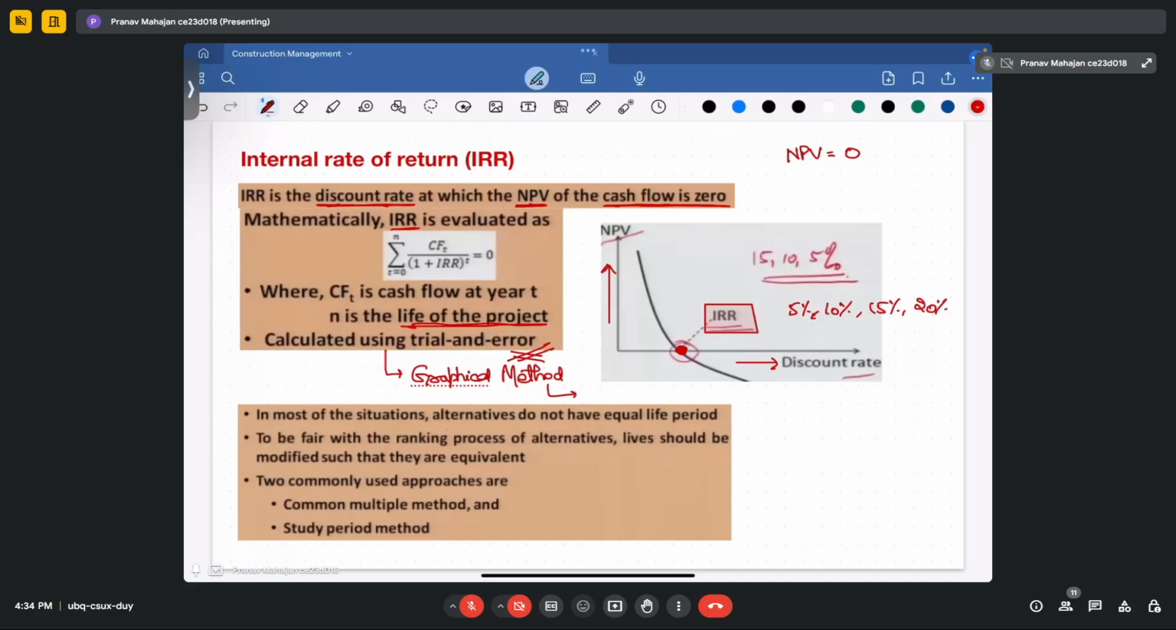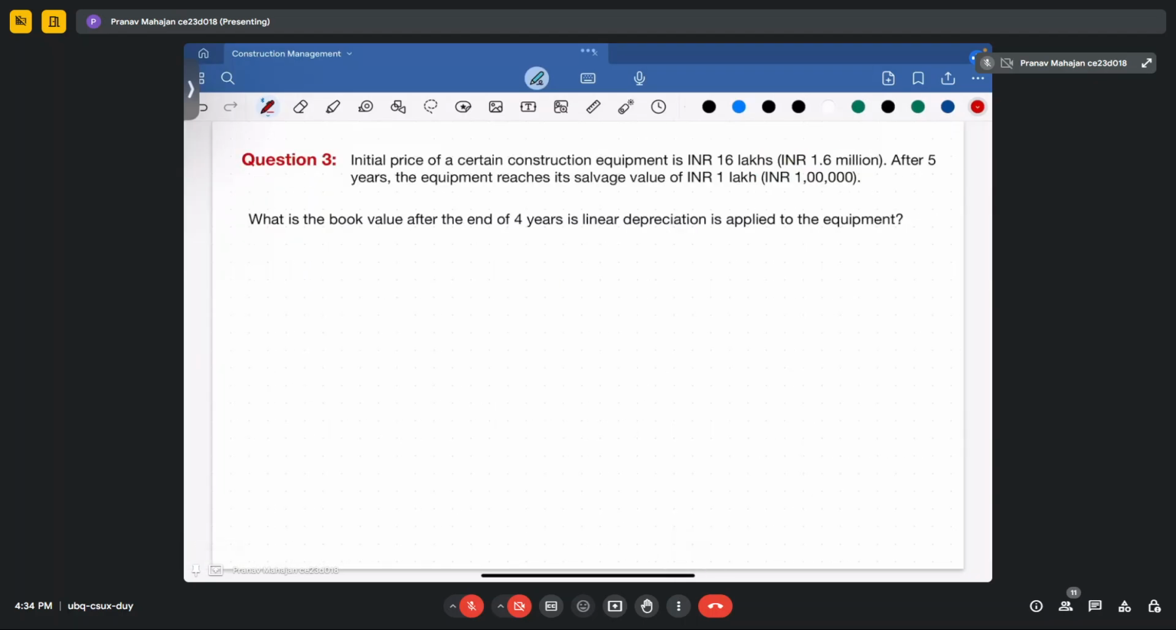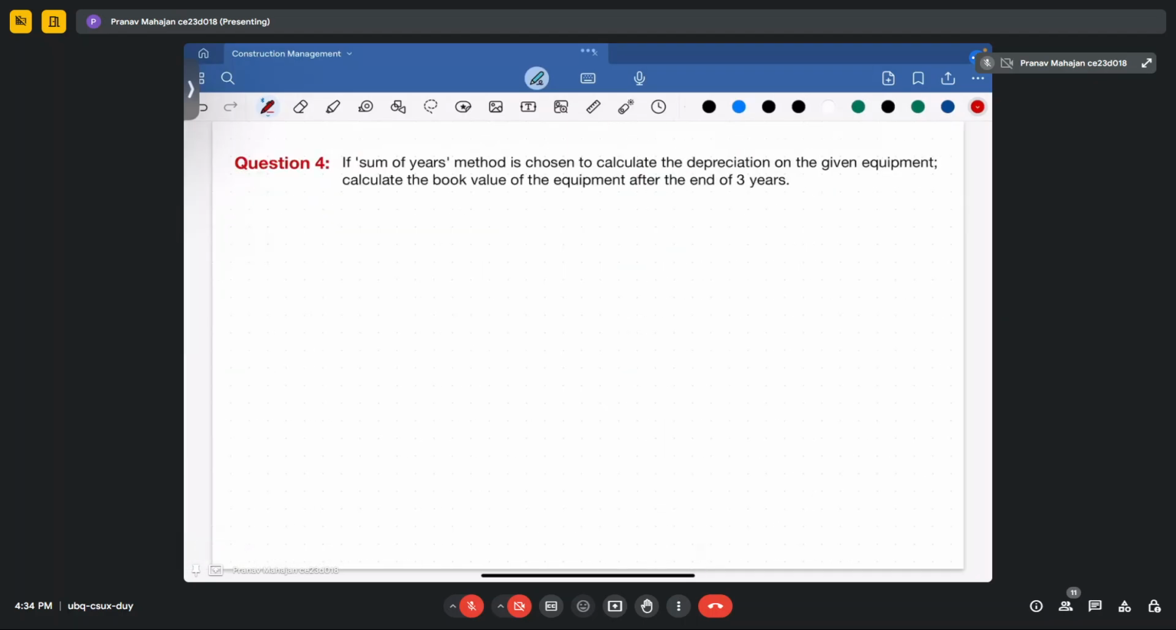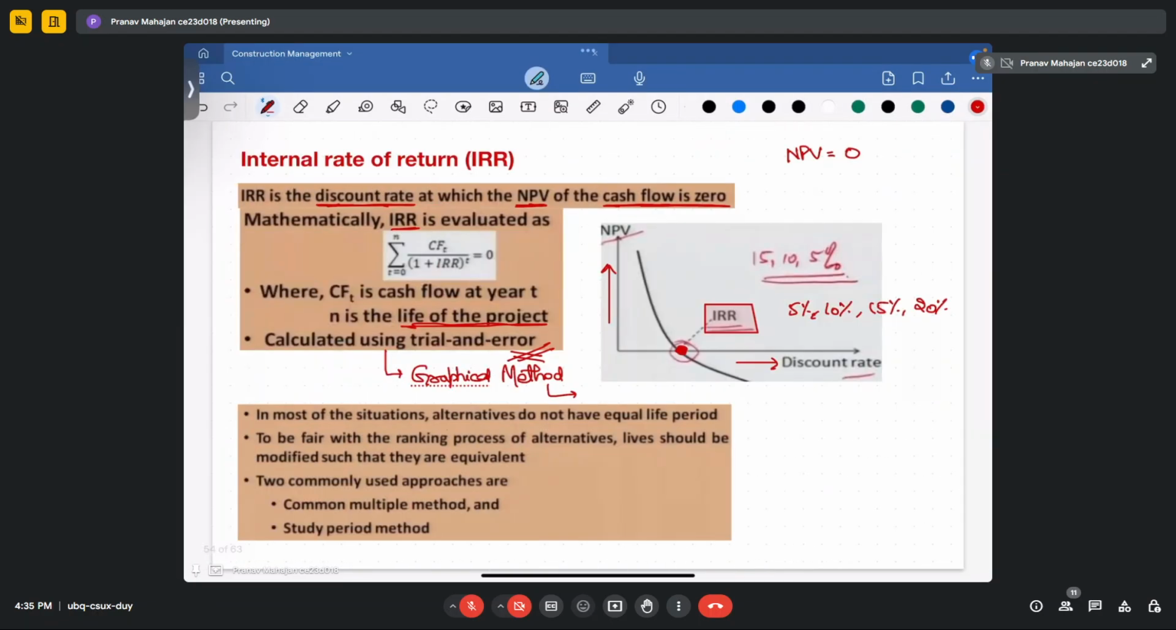So one is the straight line method, and another is the sum of years method. Okay. So this is what you have covered in this week.